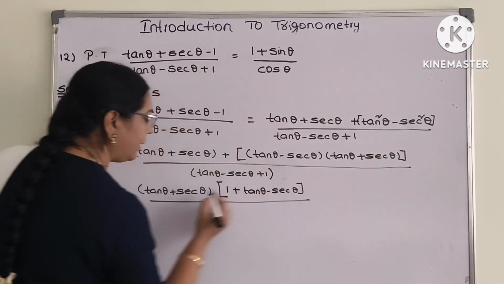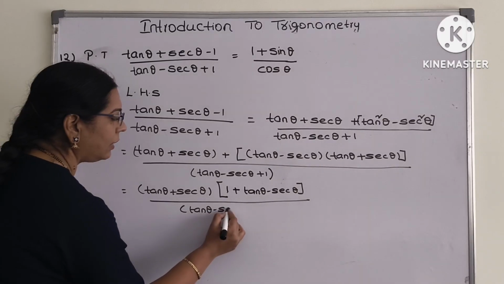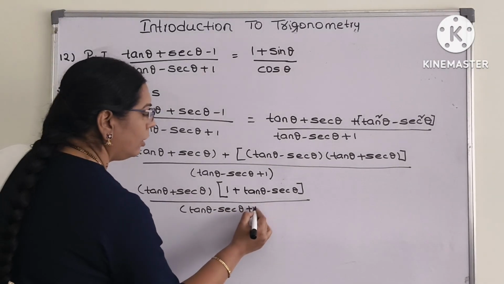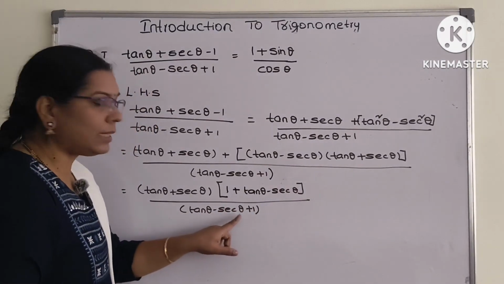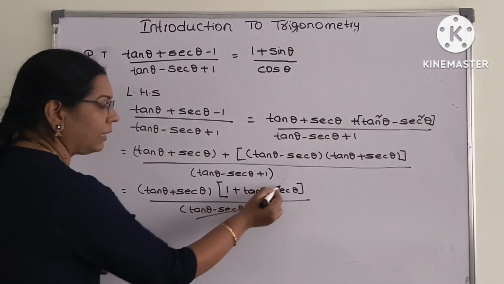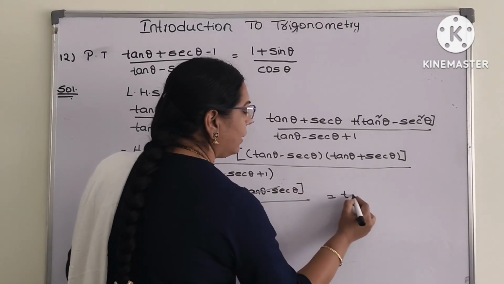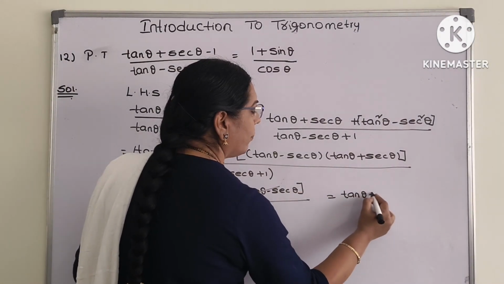The numerator, write as it is: tan theta minus secant theta plus 1. Now see, tan theta minus secant theta plus 1, tan theta minus secant theta plus 1. Basically, these both are same. So, I am just left with tan theta plus secant theta.